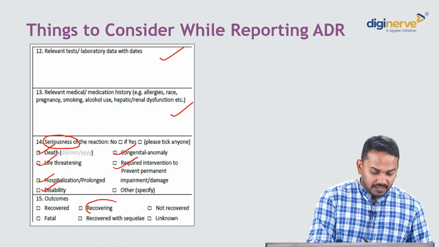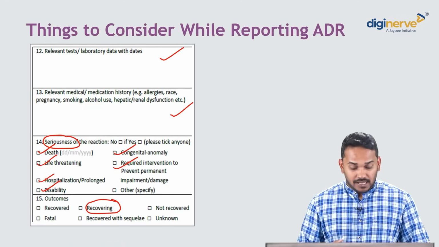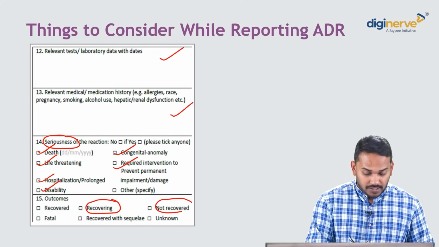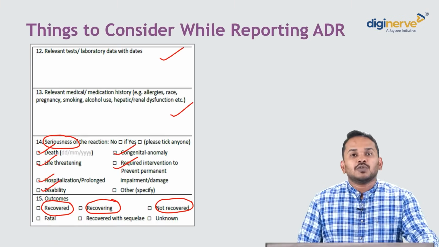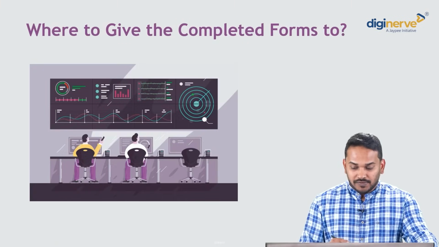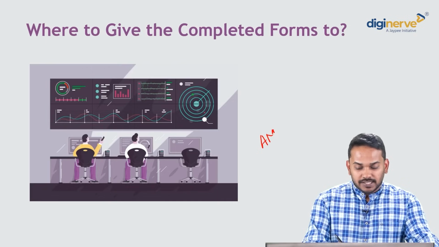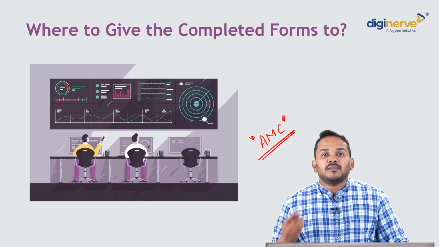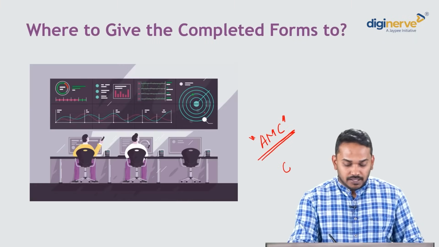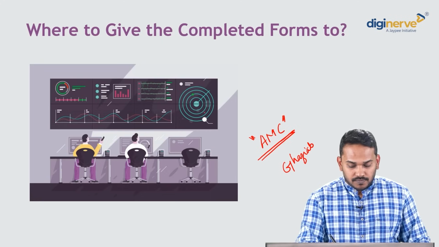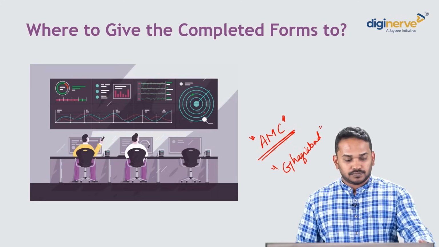And the outcome of the adverse drug reaction: usually the patient will be recovering. So, you will have to write whether the patient is recovering, or has not recovered, or has completely recovered. After you have completed this form, you have to give it to the nearest ADR monitoring center or AMC, and this will be sent to the National Pharmacopoeia Commission office at Ghaziabad, New Delhi.